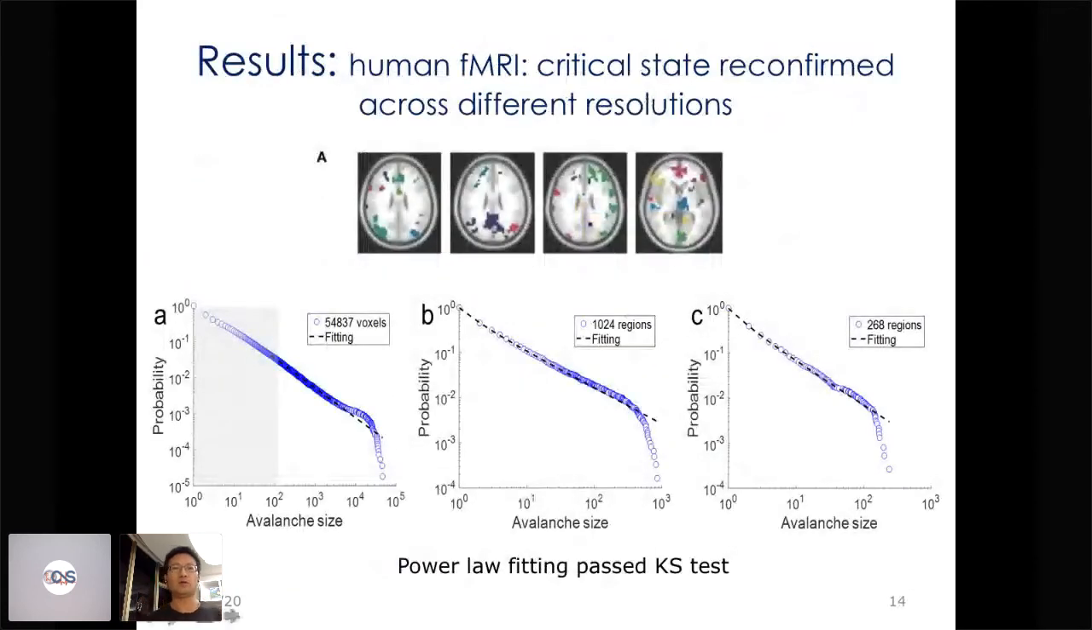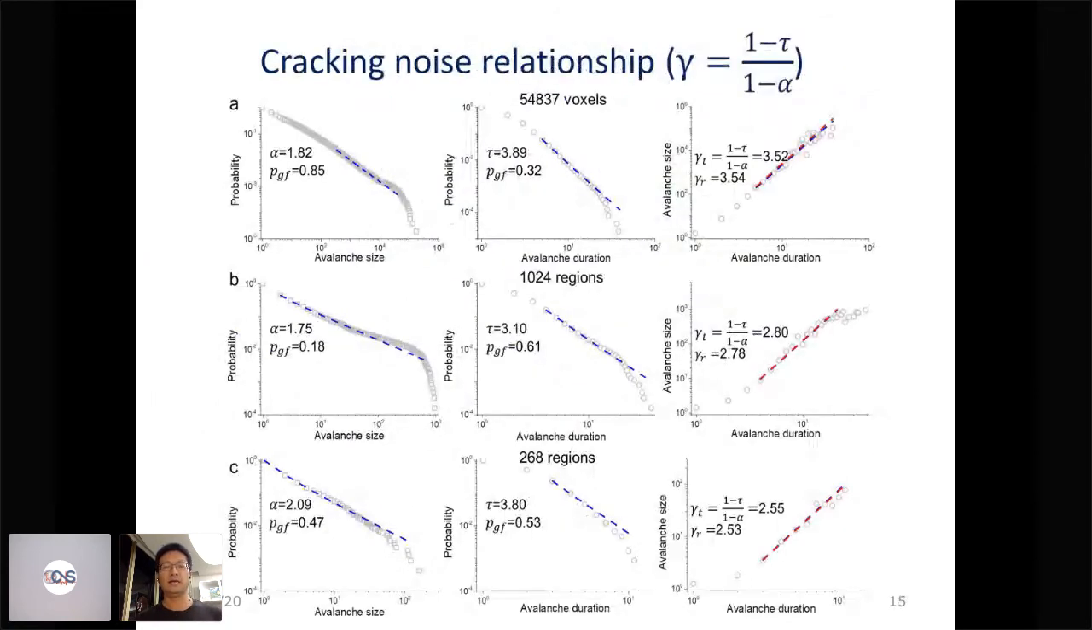So now let me come to the results quickly. First, we confirm that the brain is really working at the critical state. We go to different resolutions and compute the avalanche size, and you see they all follow a power law distribution, and they can pass this very strict KS test. And not only the avalanche size distribution, but also the duration distribution and the relation between the avalanche duration and the size all follow this kind of power law function.